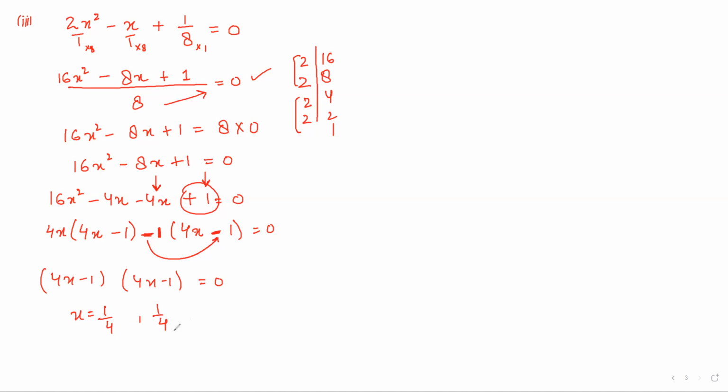Okay, fourth question of this part. You can do 100x square minus of 20x plus 1 is equal to 0. Now this is very easy. Do it.